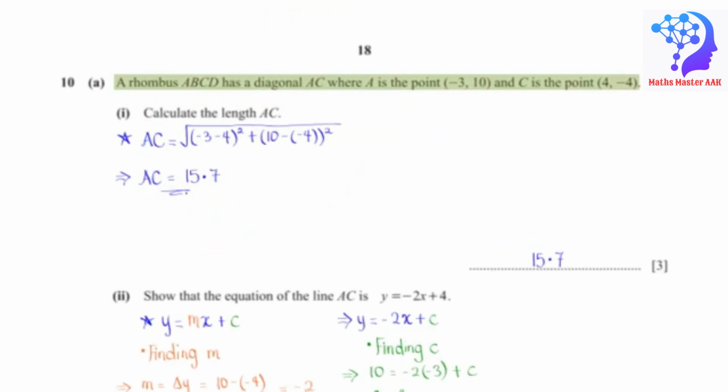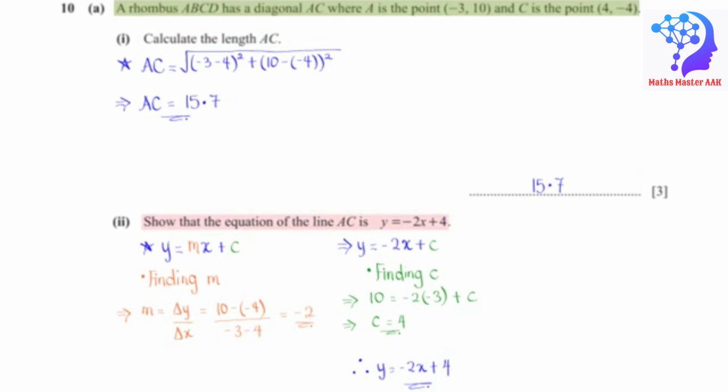A rhombus ABCD has a diagonal AC where A is the point (-3, 10) and C is the point (4, -4). Calculate the length AC. By applying the distance formula, we have AC equals the square root of (-3 minus 4) squared plus (10 minus -4) squared. This gives us 15.7.